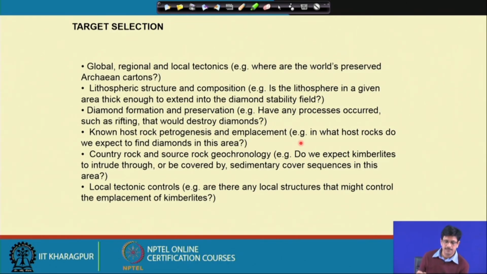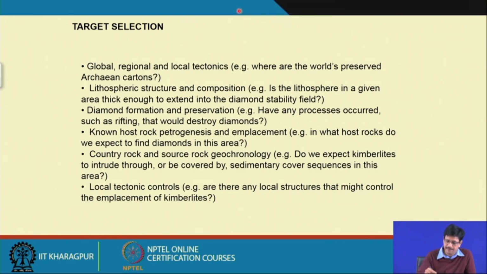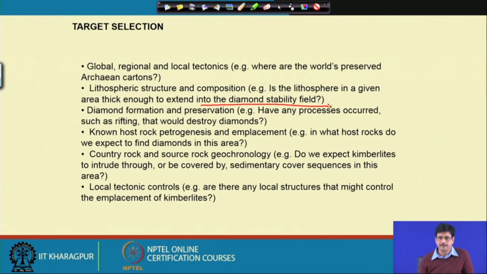Now, if we want to select the target for exploration of diamondiferous kimberlite, we do have the global, regional and local tectonics at the back of our mind, where the world's preserved Archean cratons are. The lithospheric structure and composition: is the lithosphere in a given area thick enough to extend into the diamond stability field? This we could always find out from our general geological idea about a particular craton. And the diamond formation and preservation: has a process occurred, such as rifting, that would destroy diamonds?